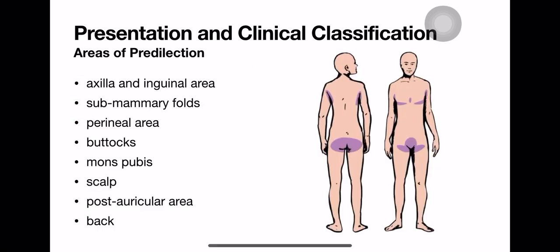For the areas of predilection, the lesions favor the axilla and inguinal area, but also occur in the submammary folds, perineal area, buttocks, mons pubis, scalp, post-auricular area, and back. There is often a significant delay between symptom onset and the establishment of diagnosis, with an average of 7.2 years, which underscores the need for familiarity with the above diagnostic criteria. And most patients have more than one lesion at the time of diagnosis.